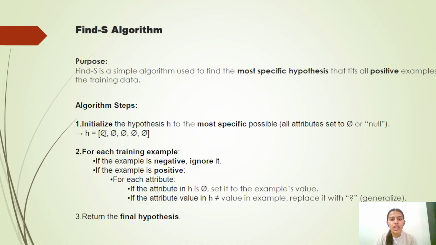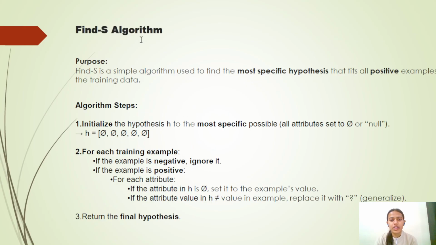Algorithm steps. Initialize the hypothesis H to the most specific possible, all attributes set to phi or null. First, the hypothesis H will be initialized with phi values. For each training example: if the example is negative, ignore it. If the example is positive, then for each attribute, if the attribute in H is phi, set it to the example's value. If the attribute value in H is not equal to the value in the example, replace it with a question mark. This is called generalization. Then return the final hypothesis.